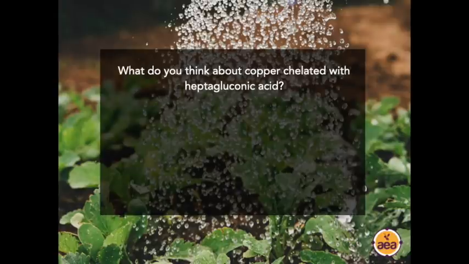Question: what do you think about copper chelated with heptagluconic acid? I don't have experience, so I don't know. That is obviously an organic type of chelation agent, so I would suspect that it will probably be absorbed by the plant well, but perhaps not translocated so well, depending on how rapidly the plant uses that compound. And again, I don't have experience with it, so I really don't know.